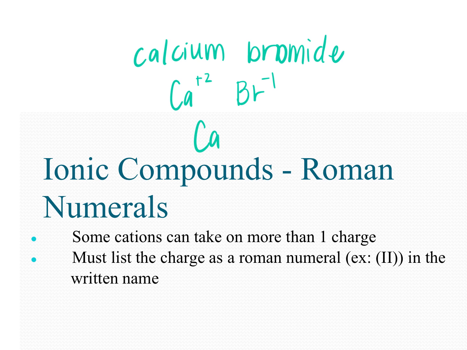So I need how many bromines to cancel out that calcium? I need 2 bromines. So I only need 1 calcium and I need 2 bromines, right? I can see that by my charge. I need this to be -2. So in order to cancel out my +2, and in order to get -2, I would need another Br -1.